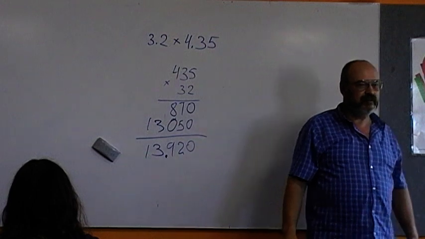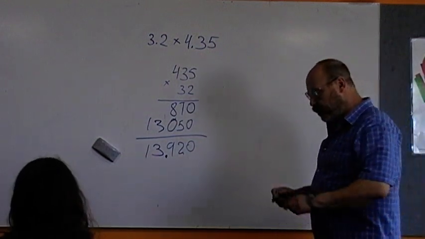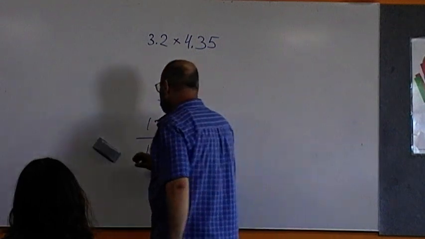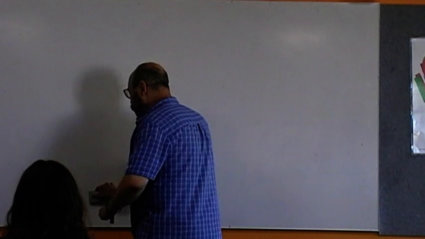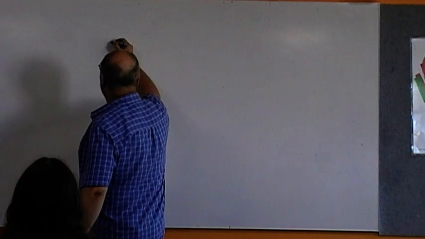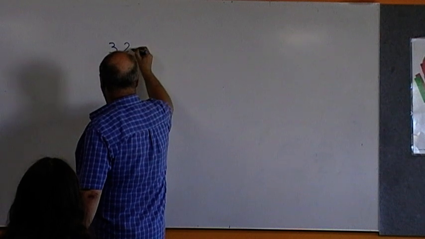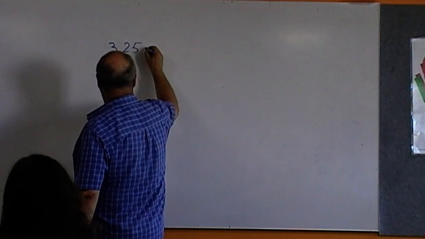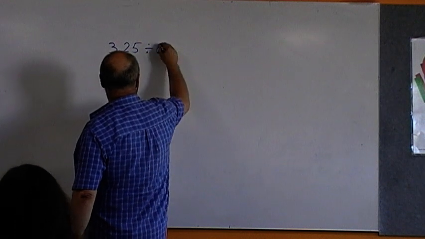Make sense? Yeah. Division of decimals is a little bit more complicated. So what we need to do, let's say we want to divide 3.25 by 0.8.